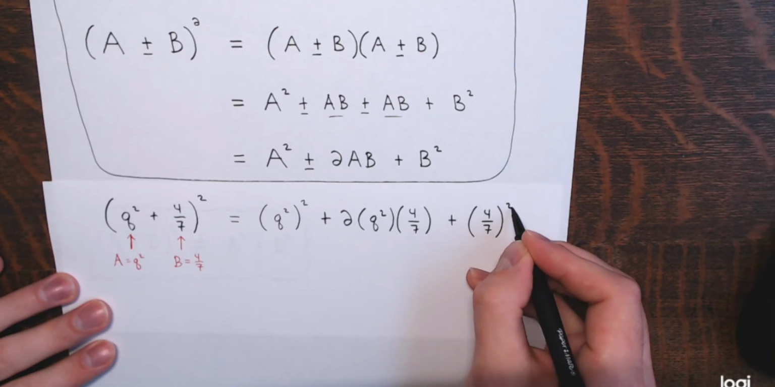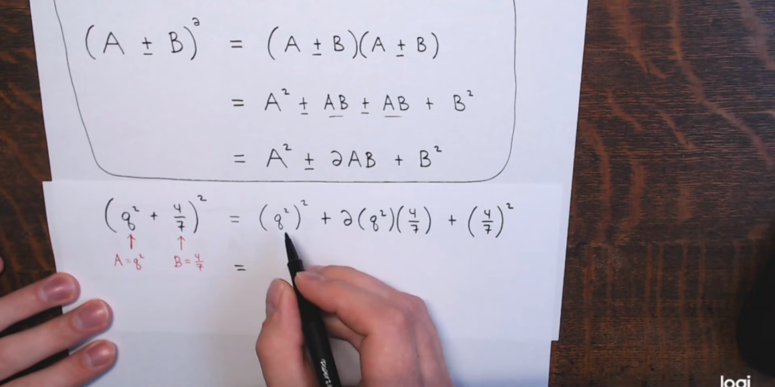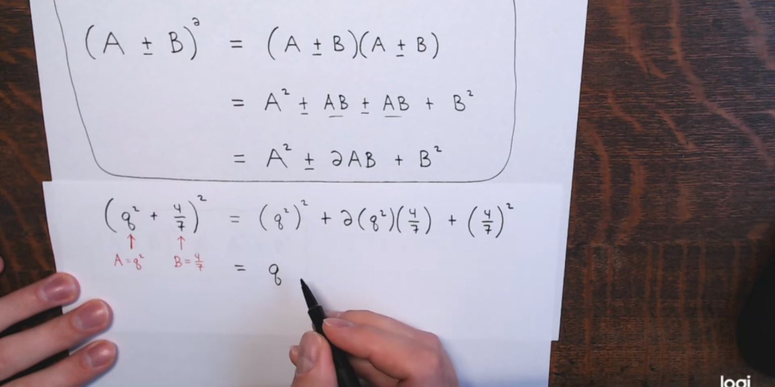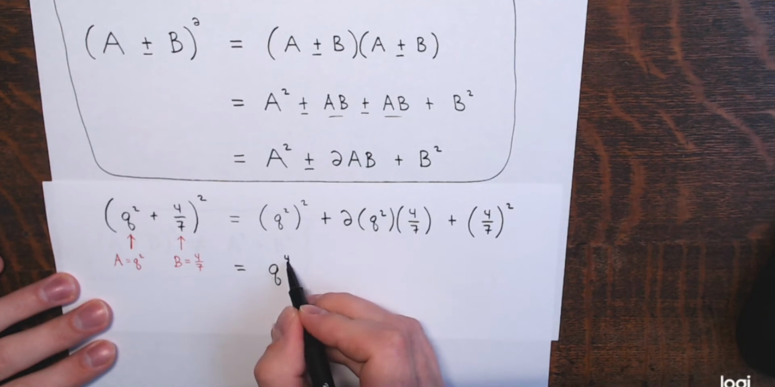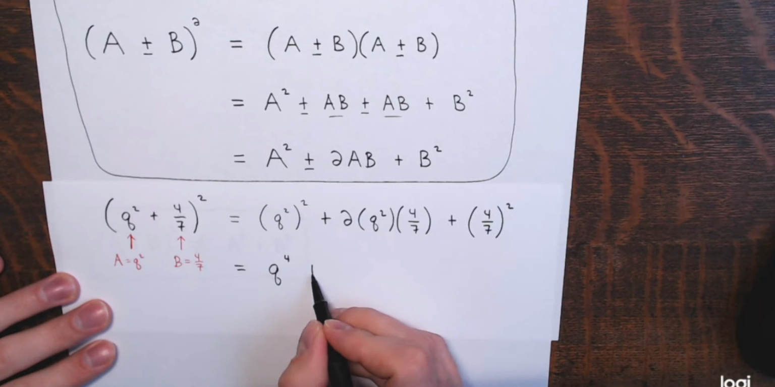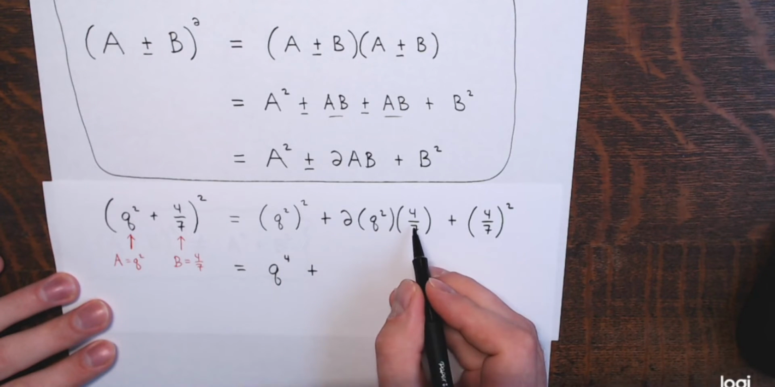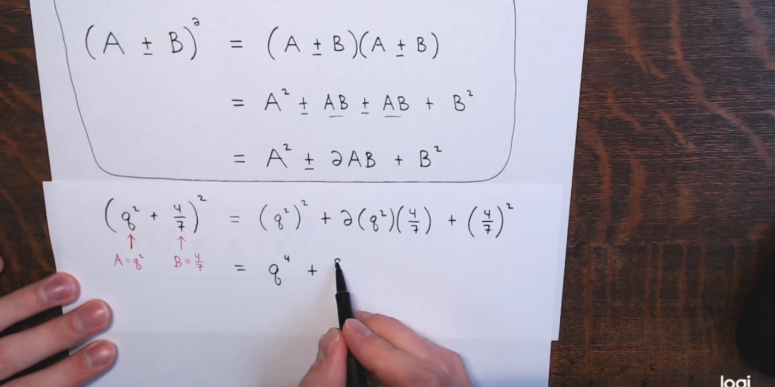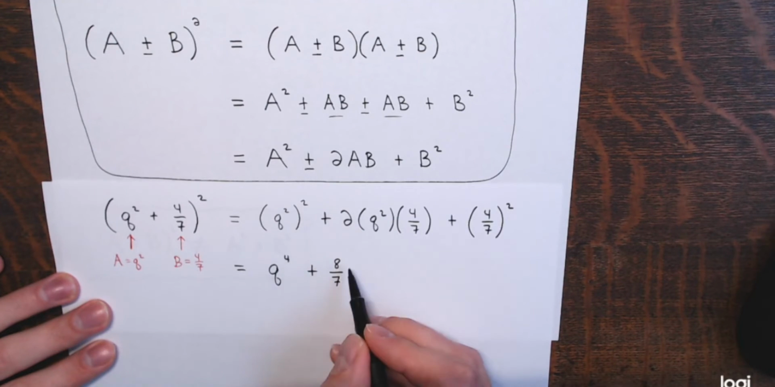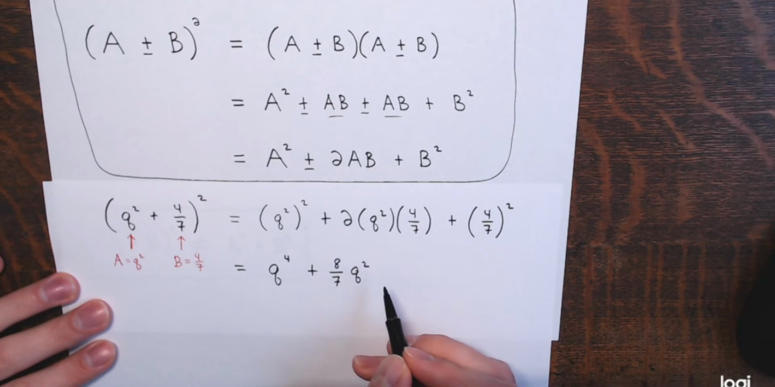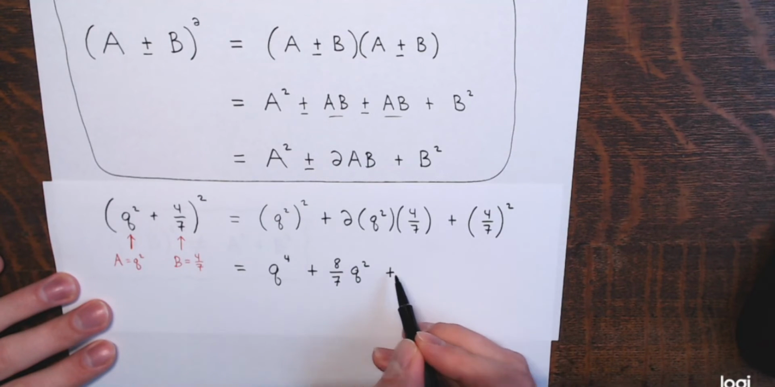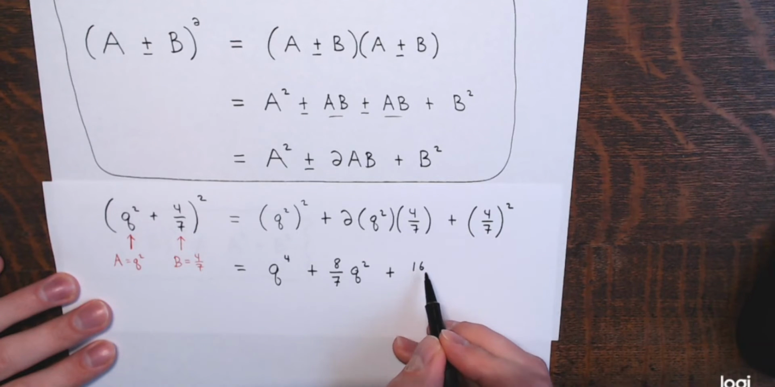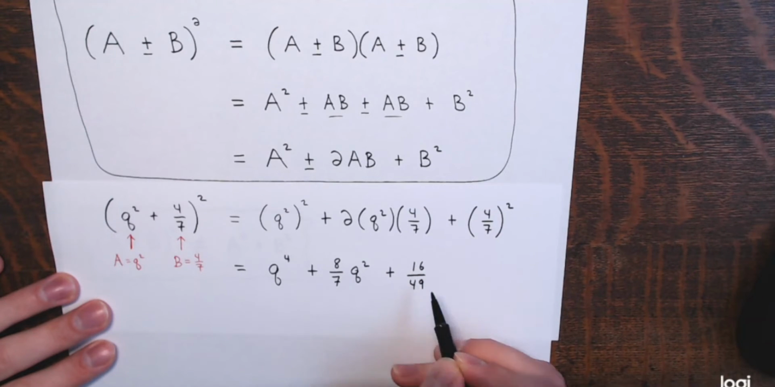And then I just simplify this. Now q squared squared is q to the fourth. You multiply those exponents. That was the power rule for exponents. Plus, and then here just multiplying a bunch of monomials, you just multiply the numerical parts. 2 times 4/7 is 8/7 times q squared. And then plus 4/7 squared. 4/7 times 4/7 would be 16/49. Right, and there you go.